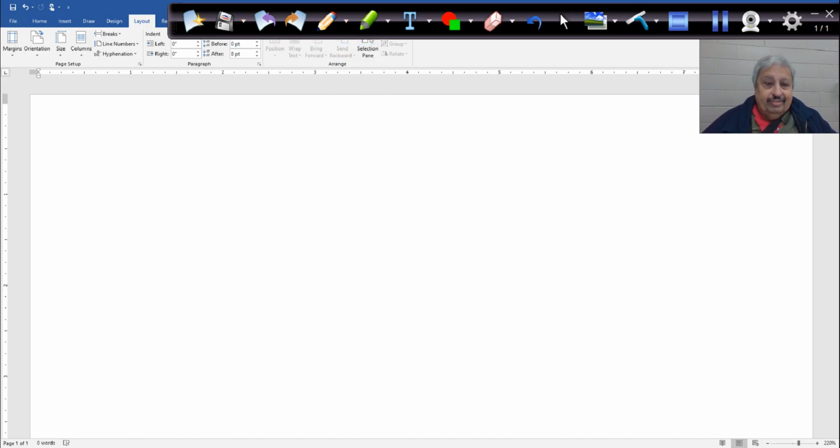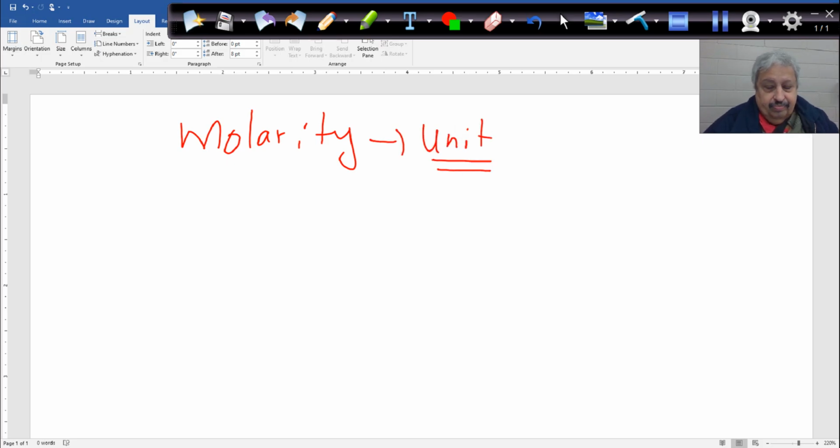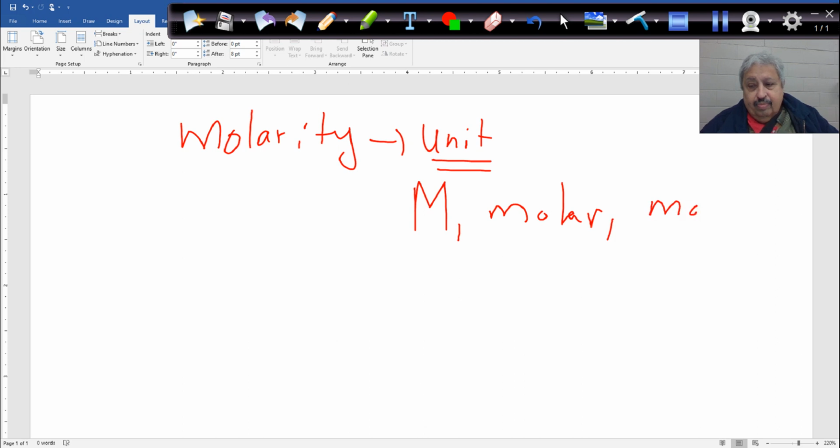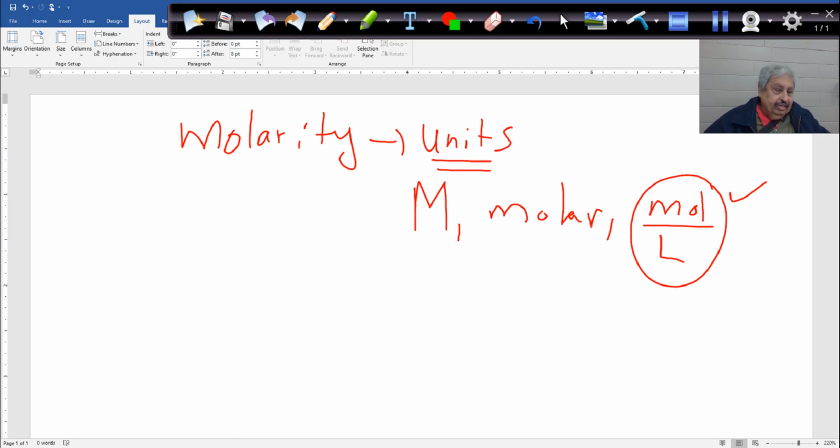something called molarity. Something called what? Molarity. The unit here is 3 units, capital M, molar, or mole per liter. So it has 3 units. They are the same thing. Sometimes capital M, sometimes molar, sometimes mole per liter. But for our calculation, this is the best because we can follow the calculation with it. So for calculation purposes, okay.